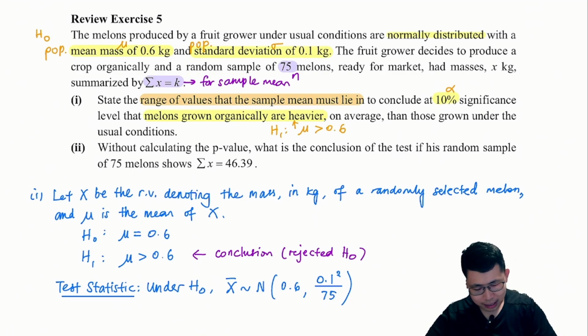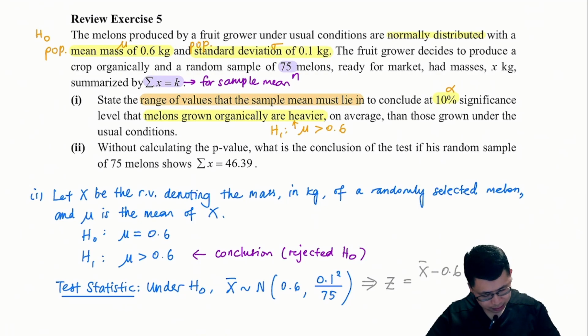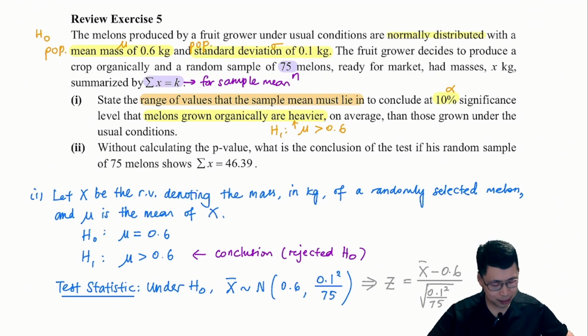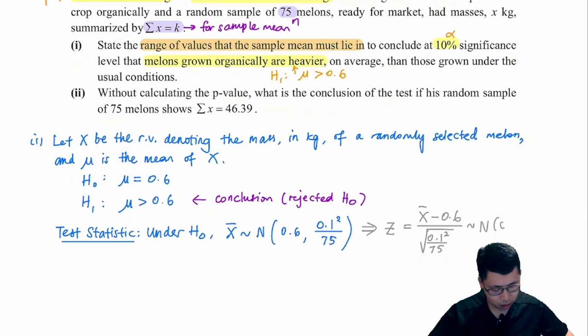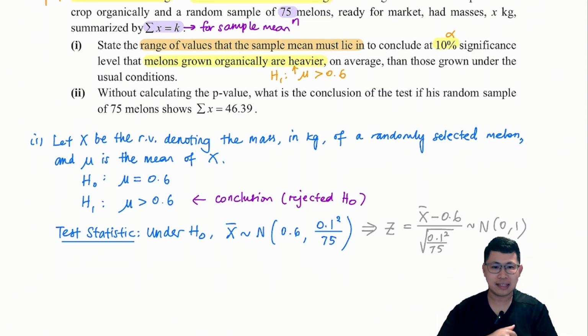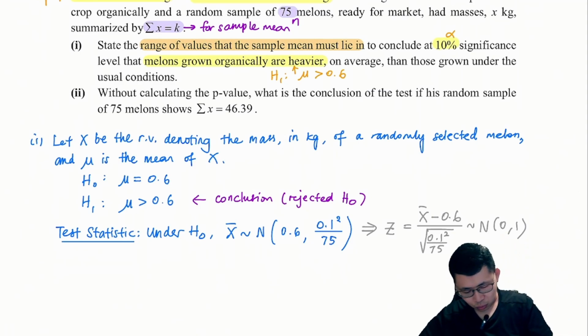Now next, if you need to standardize, then the standardizing procedure would give you z equals x bar minus the mean 0.6, divided by the square root of 0.1 squared over 75. Something like this. And this one over here would also follow a normal distribution of 0 and 1. So now we've set up our test statistic already. Then we are going to state our test and the significance level.